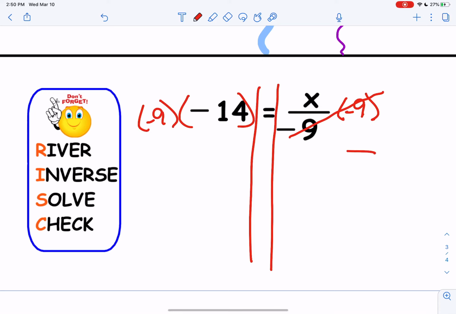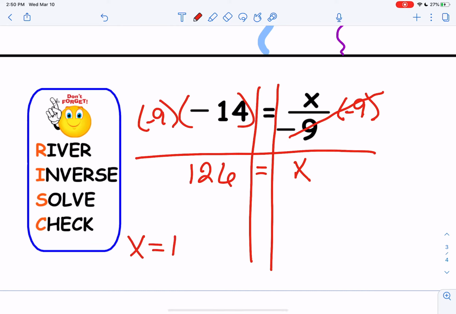We get x by itself, and then we look at the other side and we have a negative times the negative. So once again, both have the same sign, so my answer is going to be positive. And then I do 9 times 14, which is 126. So my answer is going to be x equals 126.